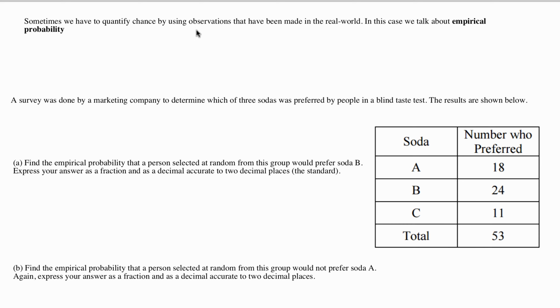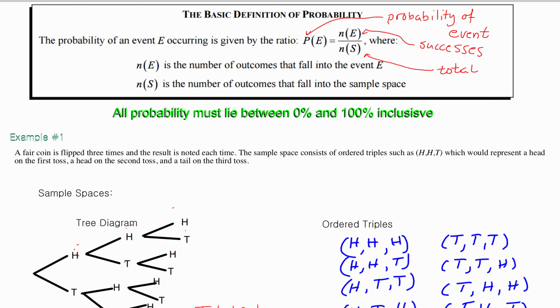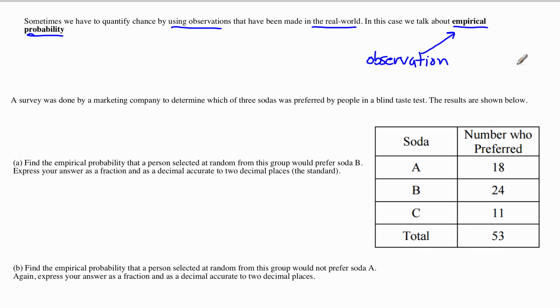Sometimes we have to quantify chance by using observations that have been made in the real world. In this case, we're talking about empirical probability. Well, empirical probability just means an observation. You're not controlling it, you're observing. So really, this was empirical also. You were flipping a coin and observing what came out.